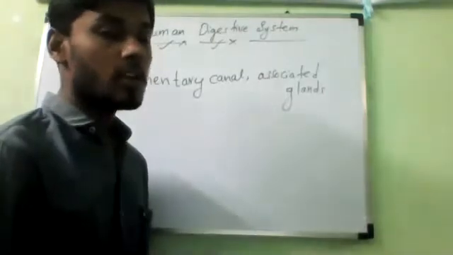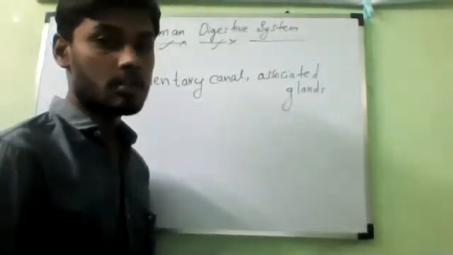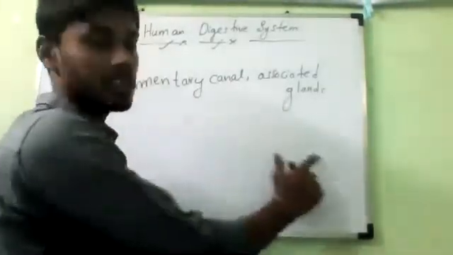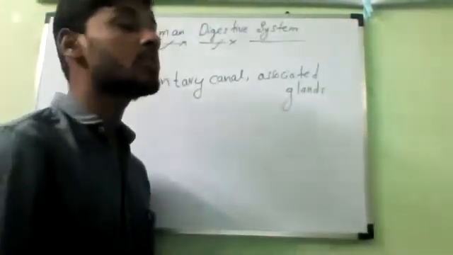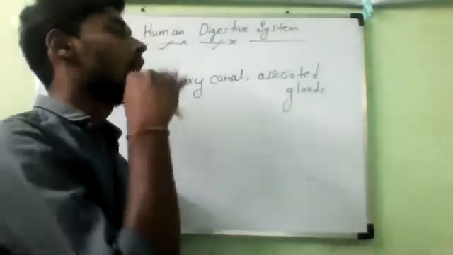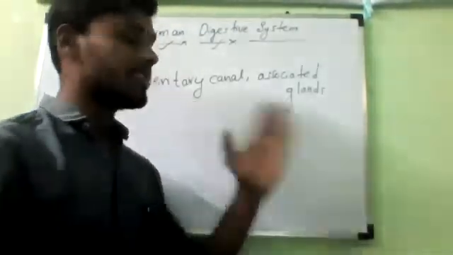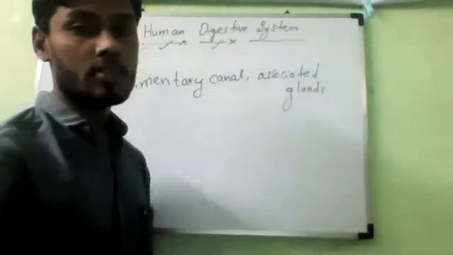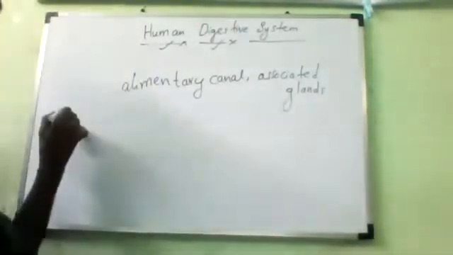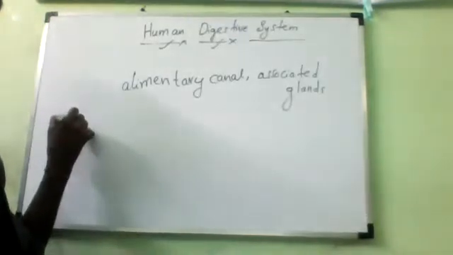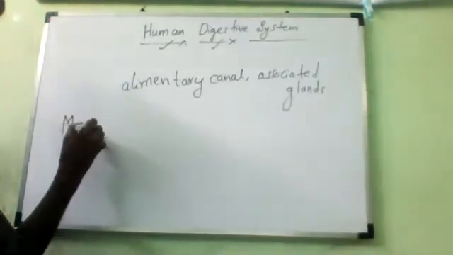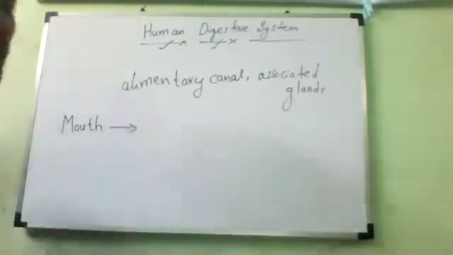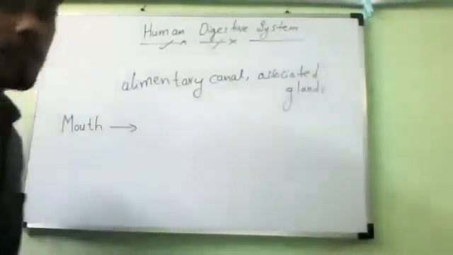Now, what are the various organs in the human digestive system and what is the sequence order? That is the most important question, which comes many times. So what is the correct sequence of the human digestive system? If we start, what is the first part? Mouth. Don't get confused, it begins with the mouth.